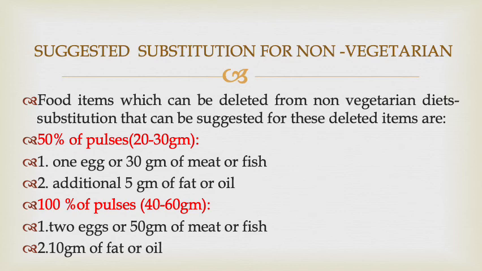Suggested food items for a non-vegetarian diet. The food items that can be deleted from a non-vegetarian diet and the substitutes which can be suggested for these deleted items are: 50% of pulses, that is 20 to 30 grams, can be substituted with 1 egg or 30 grams of meat or fish, or an additional 5 grams of fat or oil. 100% of pulses, that is 40 to 60 grams, can be substituted with 2 eggs or 50 grams of meat or fish, or 10 grams of fat or oil.